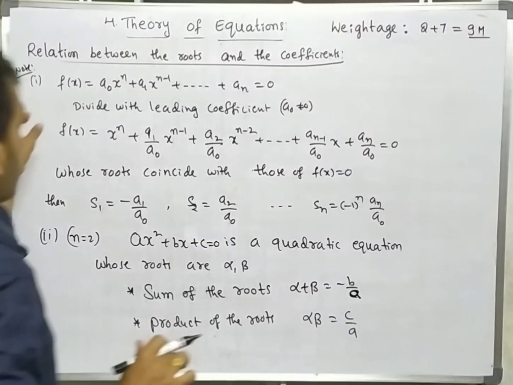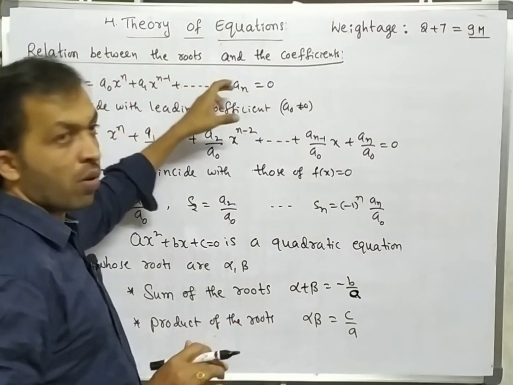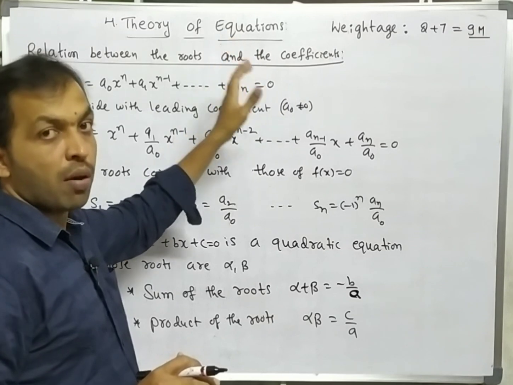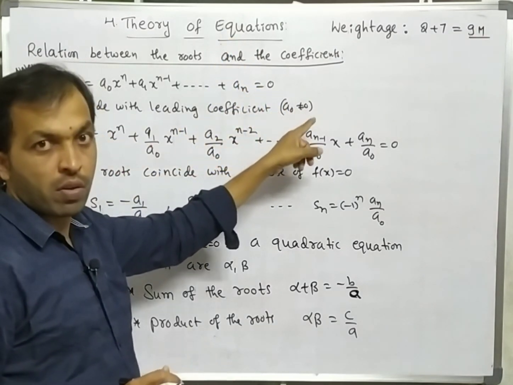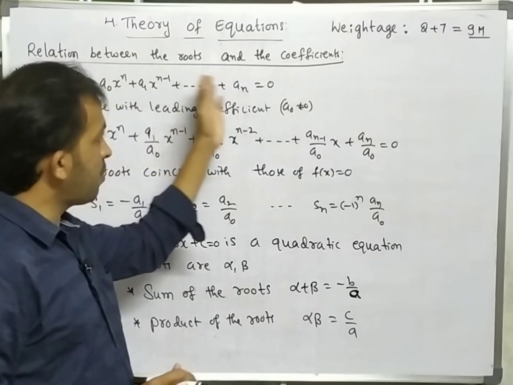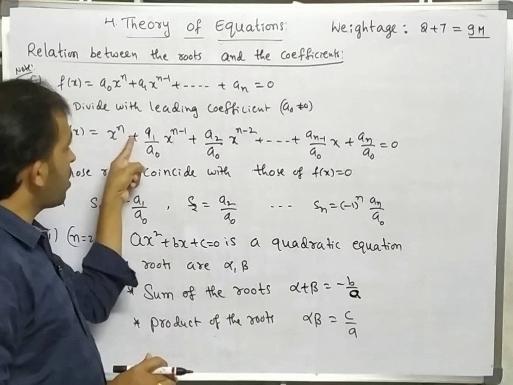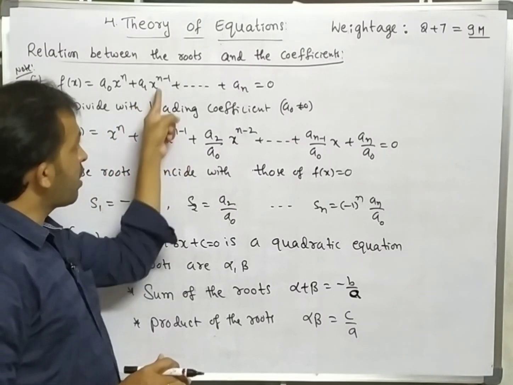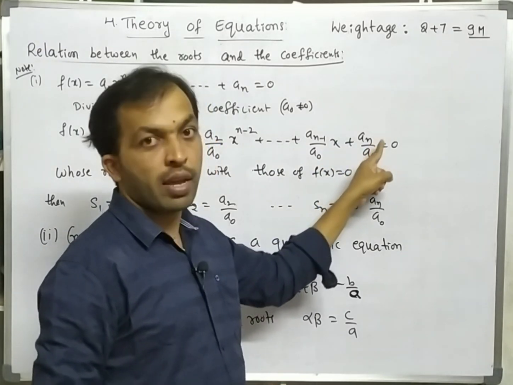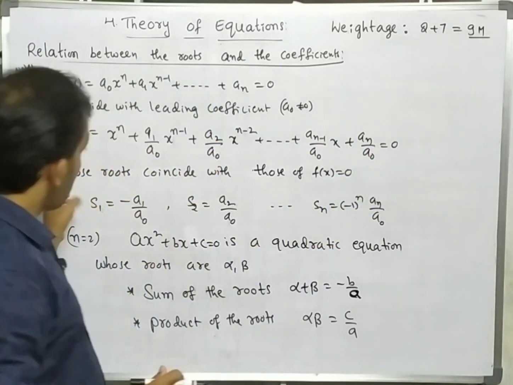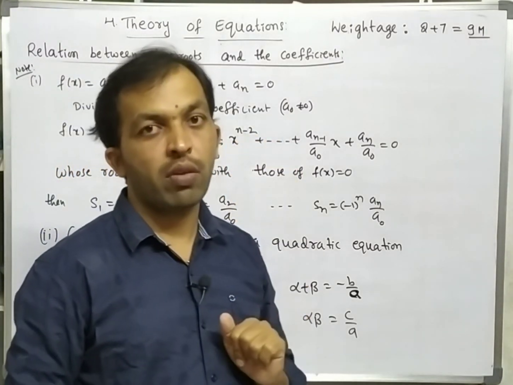First note, f of x is equal to a naught x power n plus a1 x power n minus 1 plus so on plus a n is equal to 0 is a polynomial equation with the leading coefficient a naught not equal to 0. If we divide all terms with a naught, then a naught by a naught becomes 1, that is x power n plus a1 by a naught x power n minus 1 plus a2 by a naught x power n minus 2 plus so on a n by a naught is equal to 0. So whose roots coincide with the roots of f of x is equal to 0.